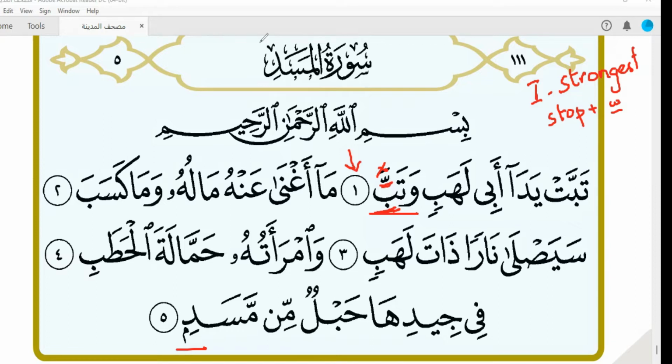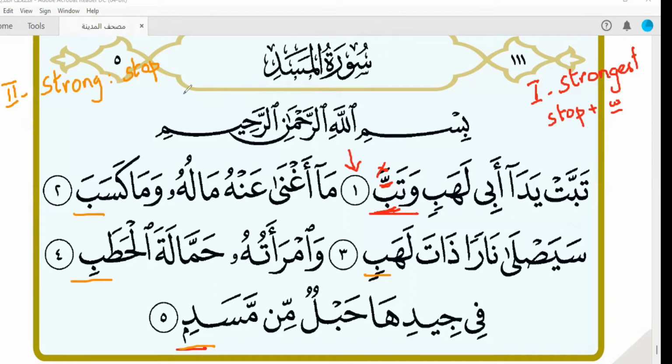Now the second level is called strong qalqala. That was the strongest, the first one. When do we do this? We do this when we just stop at a qalqala letter. For example, kasab, it's in the end and you're stopping at it. Lahab, hatab, masad. These are all strong qalqala because you are stopping at these.